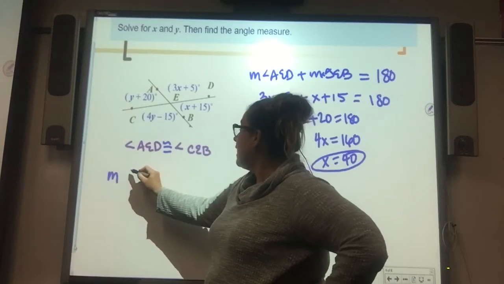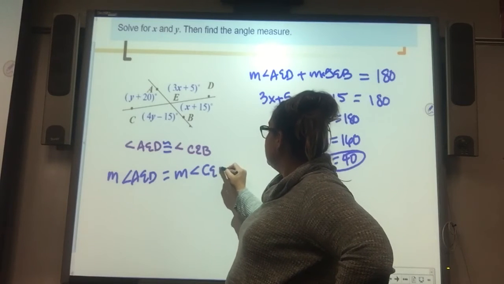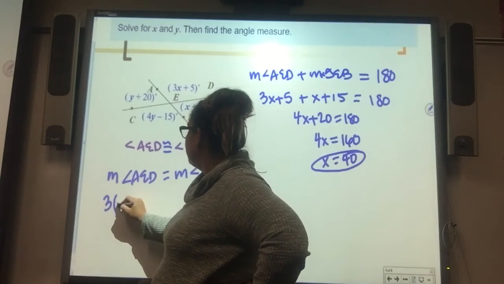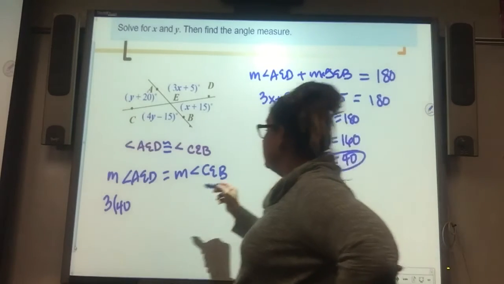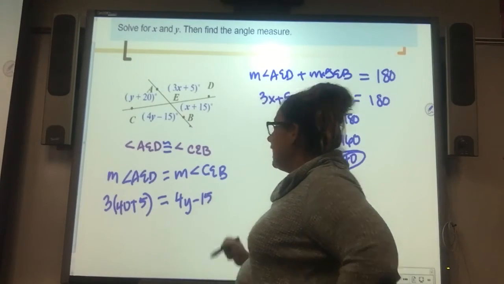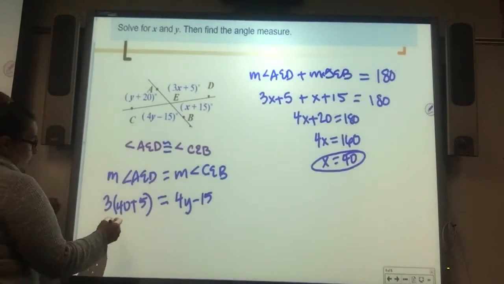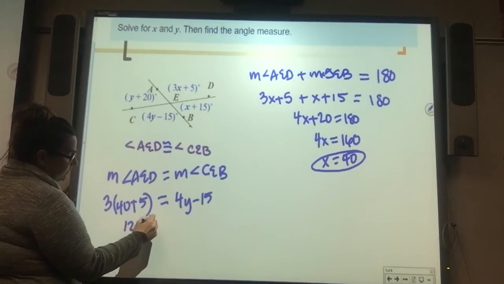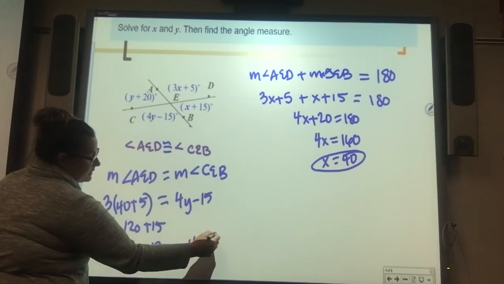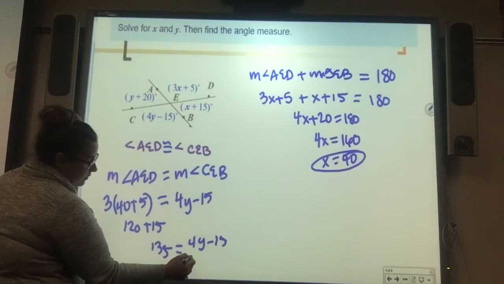So the measurement of angle AED is equal to the measurement of angle CEB. So AED is 3 times 40, because that's what my x is, plus 5 is equal to 4y minus 15. And now I have an equation that I can solve out. So 3 times 4, so we got 120 plus 15 is 135, equals 4y minus 15. So I actually end up with 150 equals 4y.